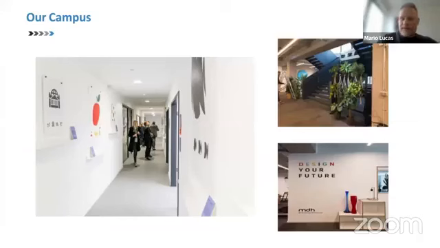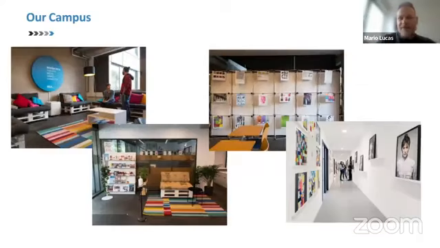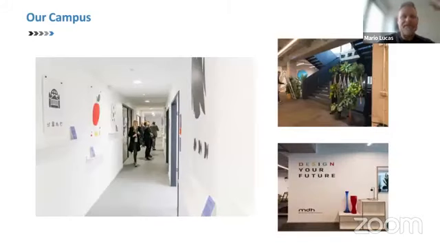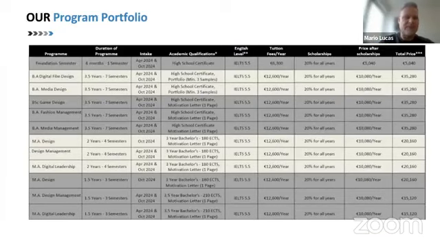Then let me share some impressions of our campus that you can see here. We have 3 campuses. The main campus is in Berlin, which is in the eastern part of Germany. Then in the western part, we have a second campus, Düsseldorf, and in South Germany, our third campus, Munich.